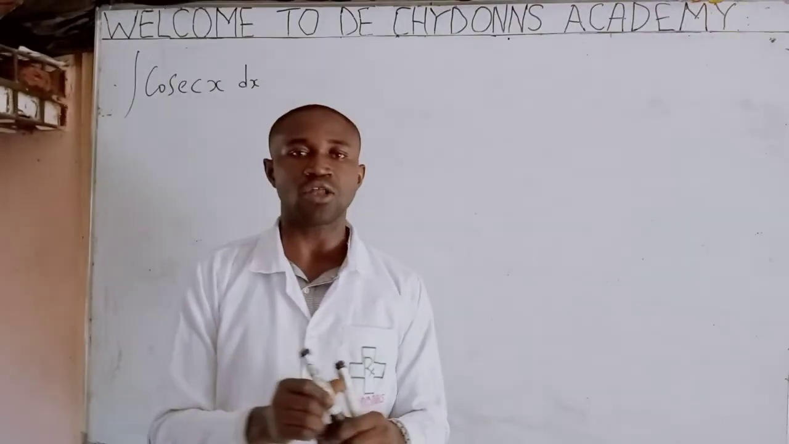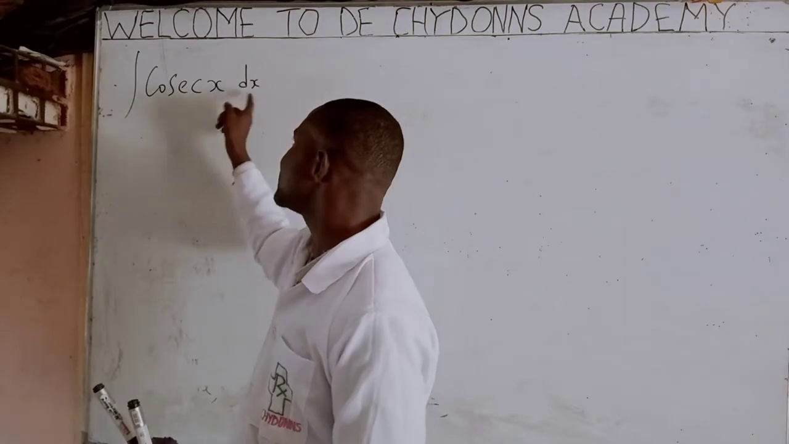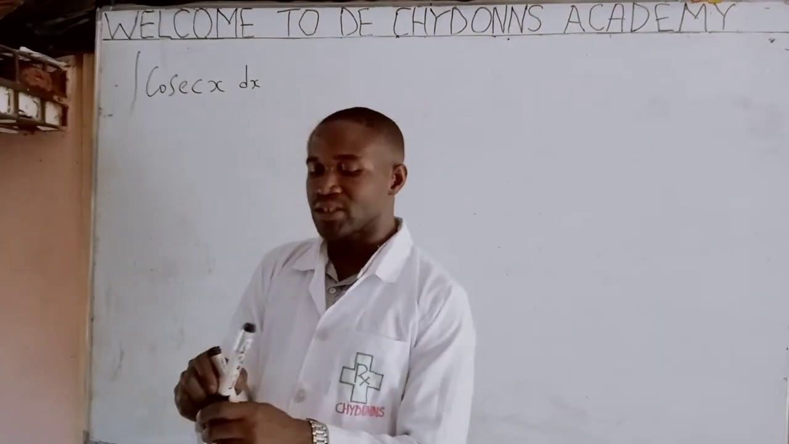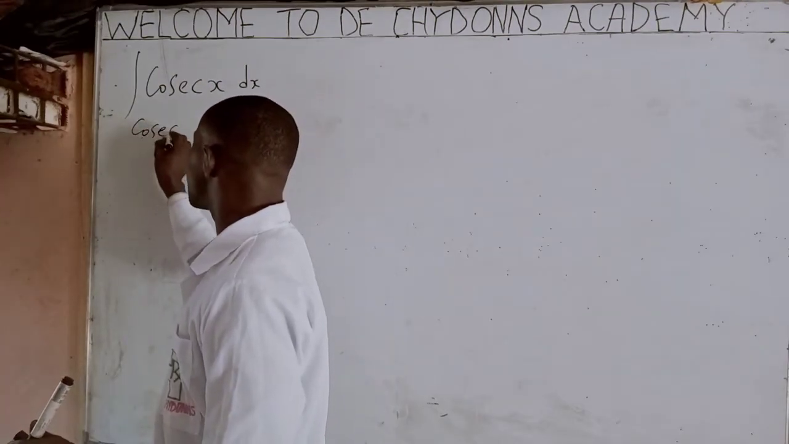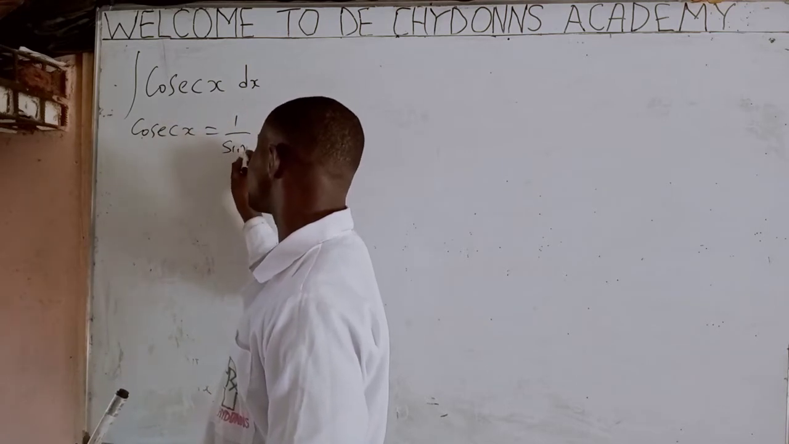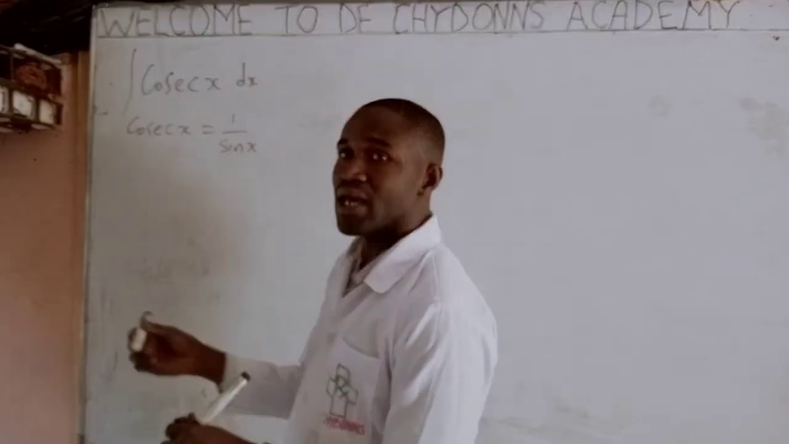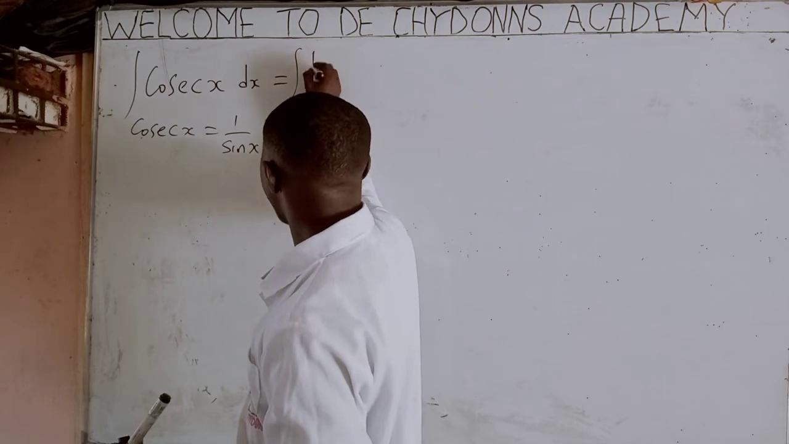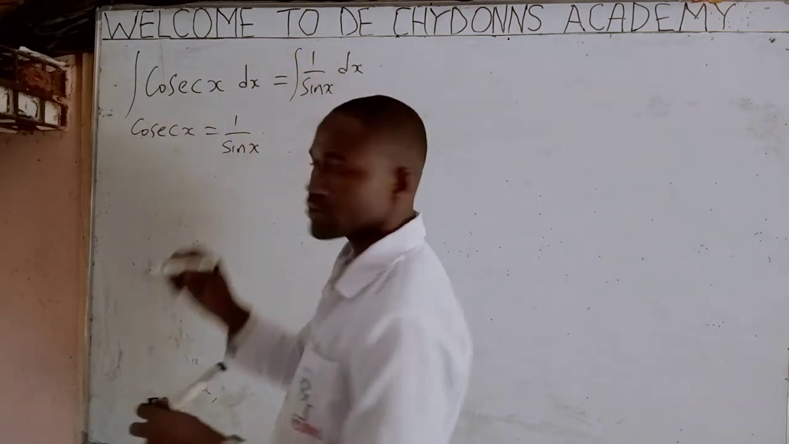Welcome again to the continuation of the topic integration. We want to see how to integrate cosec x dx. Now, from trigonometry, it is noted that cosec x is equal to 1 over sin x. So this means we integrate 1 over sin x dx.